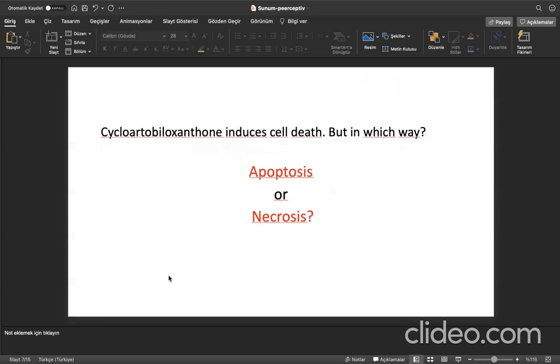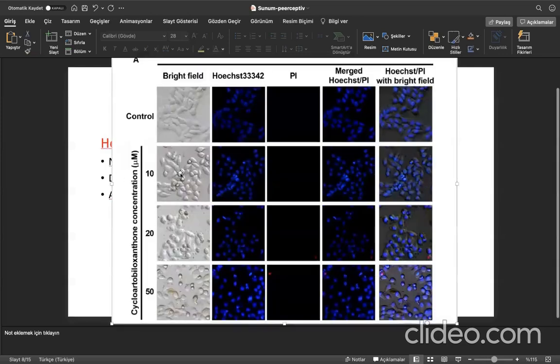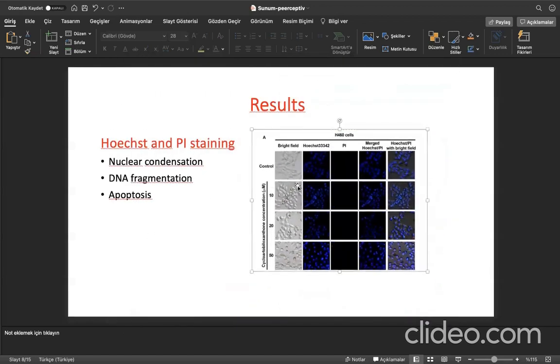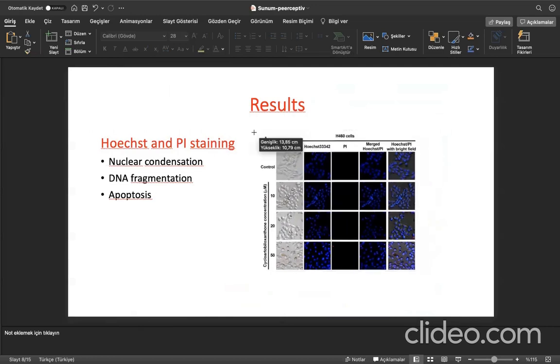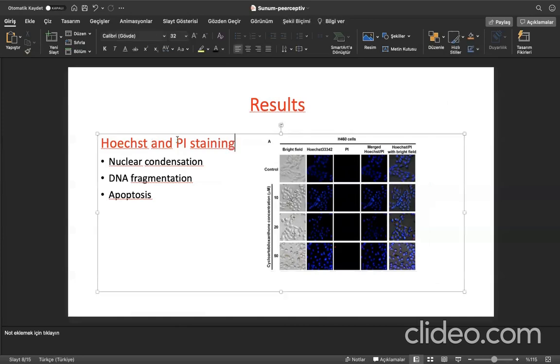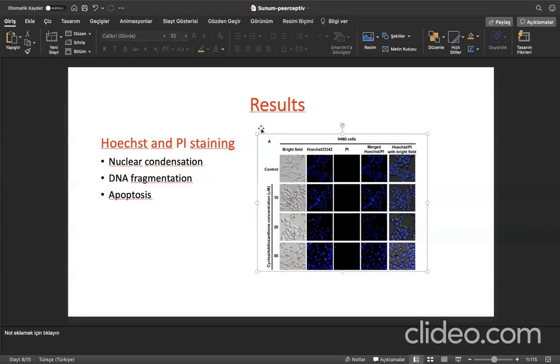Is it apoptotic cell death or necrotic cell death? So researchers made an experiment to see this, and it was an immunofluorescent experiment. They used 2 different dyes, Hoechst and PI dyes. Both are nuclear dyes for nucleic acids, and PI stands for propidium iodide.